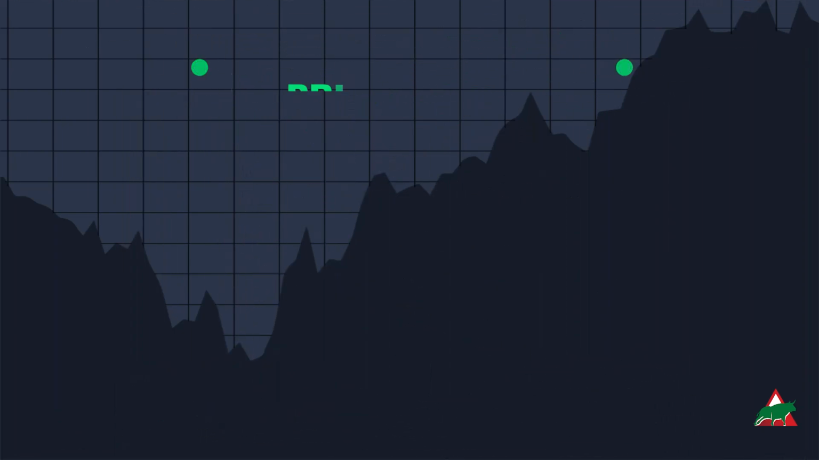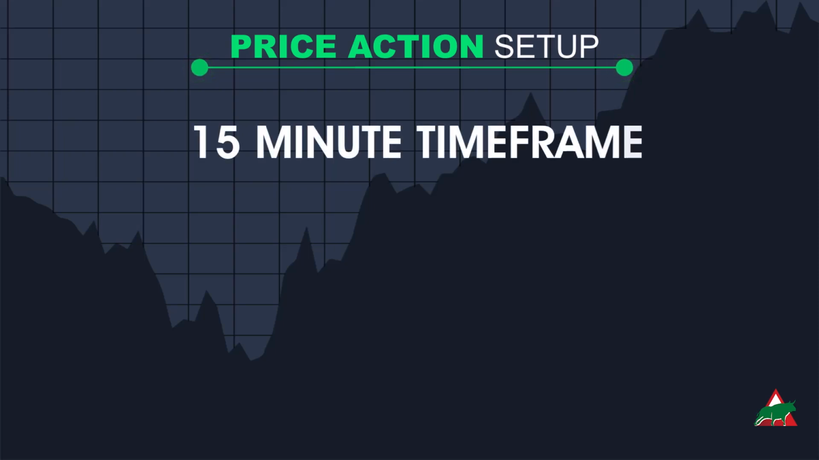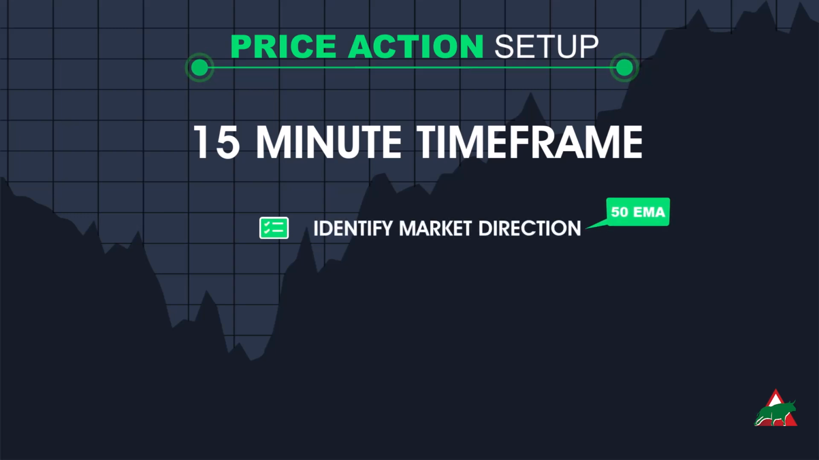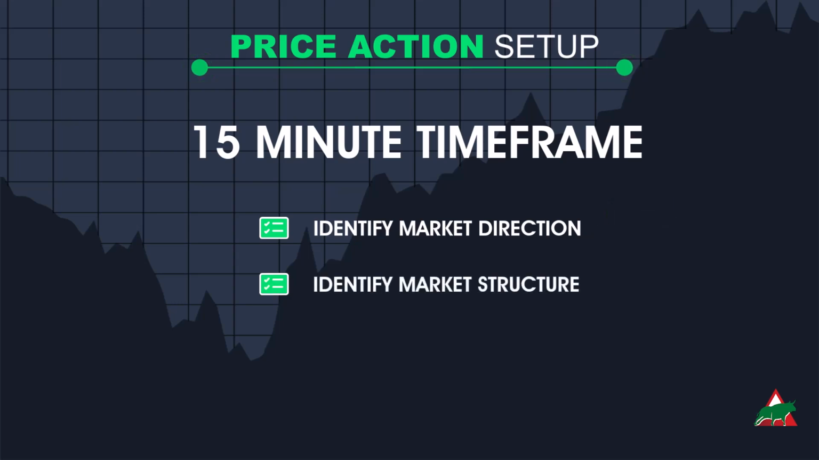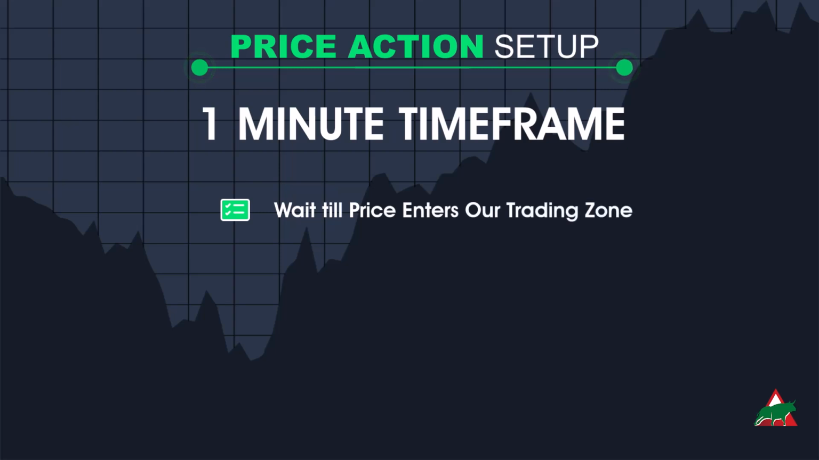And for price action trading setup. At first, for price action setup, we will start with 15-minute time frame to understand overall market conditions. At first, identify the market direction by adding the 50 EMA to the chart, and also identify the market structures for optimal trading zones. Once we identify them, we will go to 1-minute time frame for entering the trade more precisely. We will wait for the price to enter our trading zones.